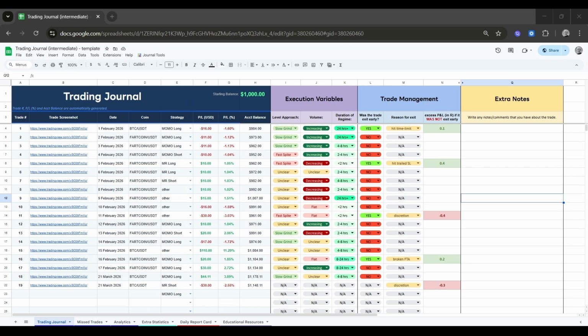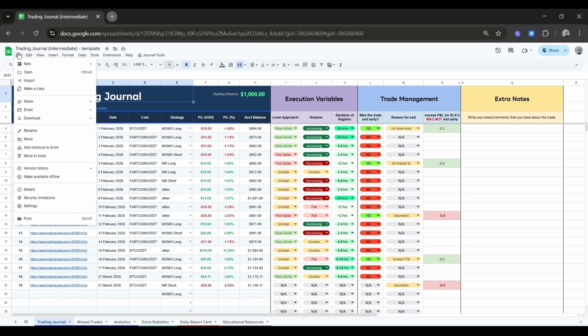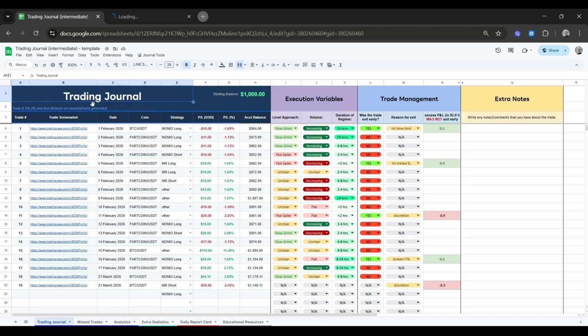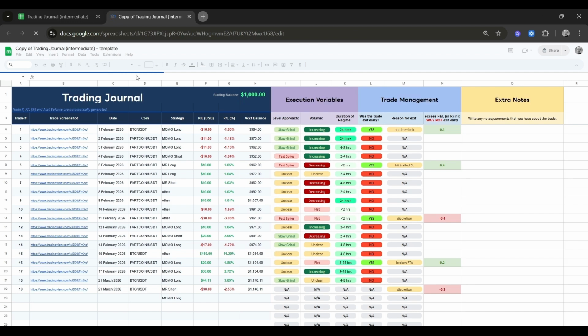Once you've got your intermediate trading journal open, just like with the beginner one, you want to go to File and make a copy, because this one is the template version. And as soon as you make a copy, the journal is yours.